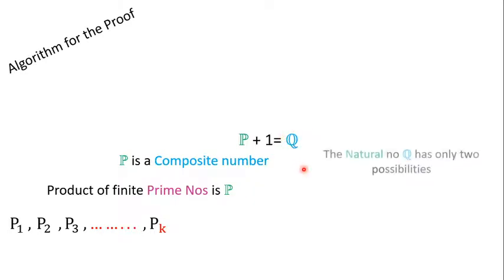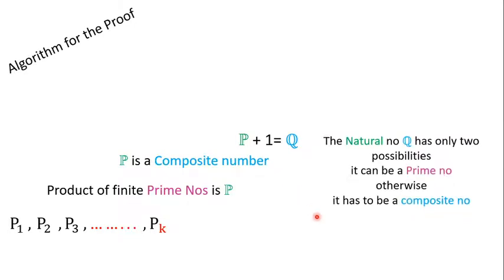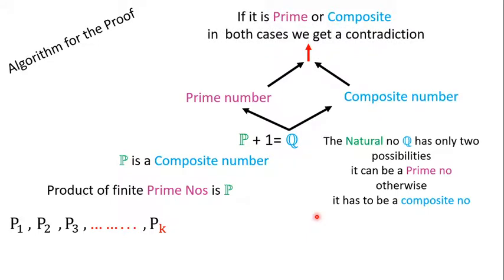So this Q has two possibilities. It can be a prime number, or if it is not a prime number, it has to be a composite number. So in both the cases, we saw the contradiction. If it is prime or composite, in both the cases, we got a contradiction. Hence, we conclude that the assumption that the number of primes is finite is totally wrong, and it has to be an infinite prime number set only. So this is the algorithm for the proof. Okay, excellent, very nice.